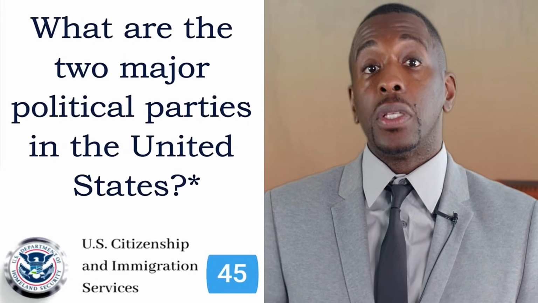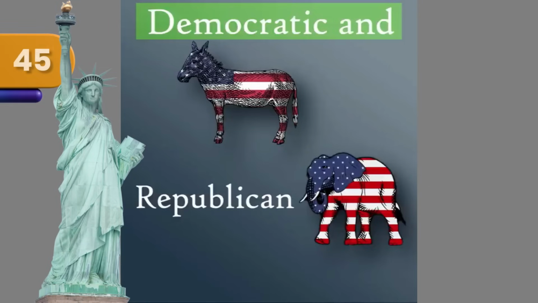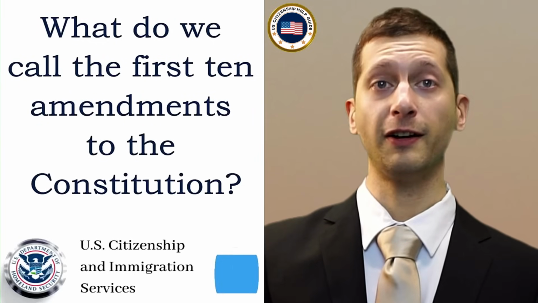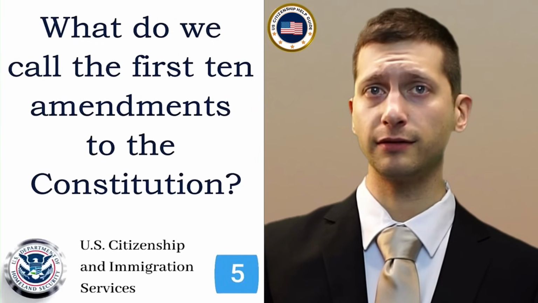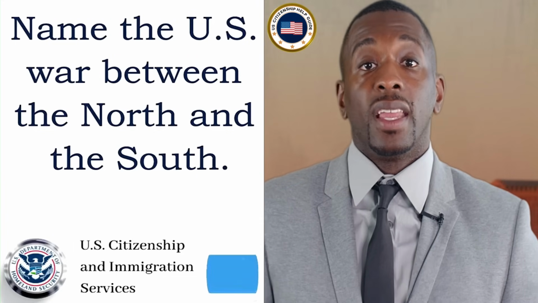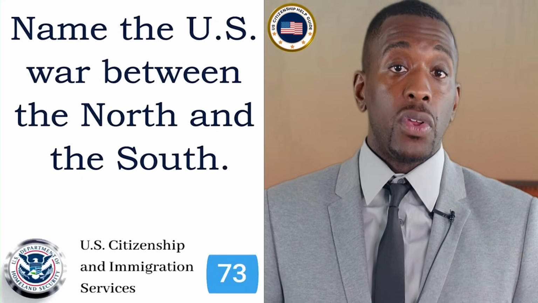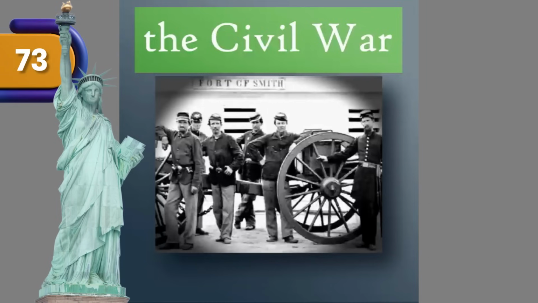What are the two major political parties in the United States? Democratic and Republican. What do we call the first 10 amendments to the Constitution? The Bill of Rights. Name the U.S. war between the North and the South. The Civil War.